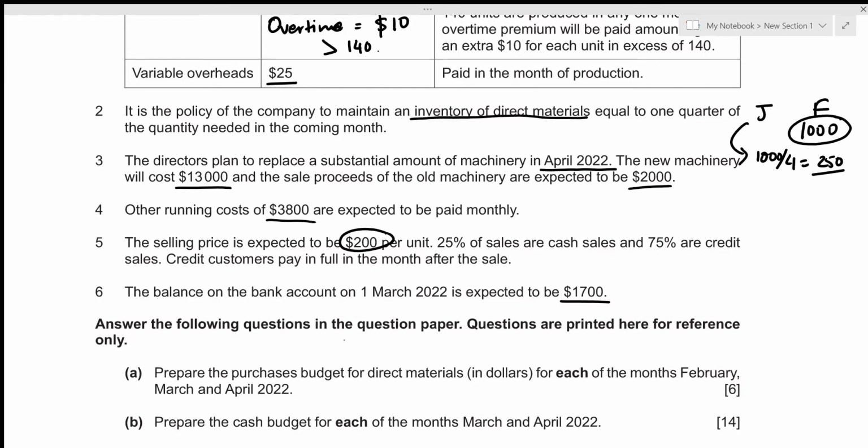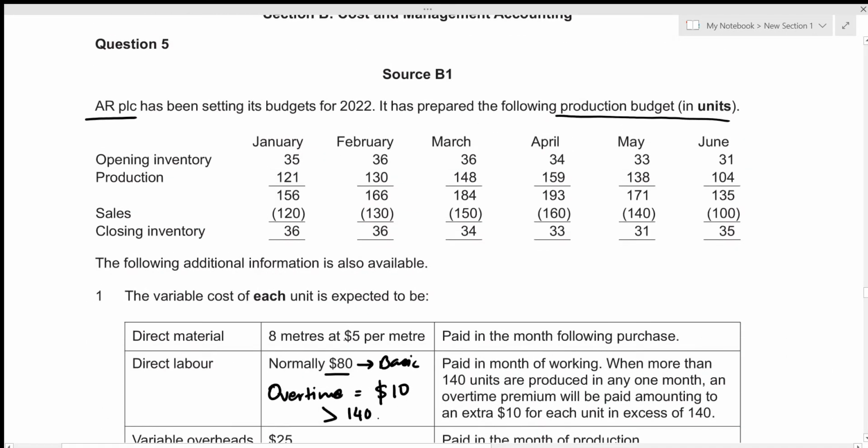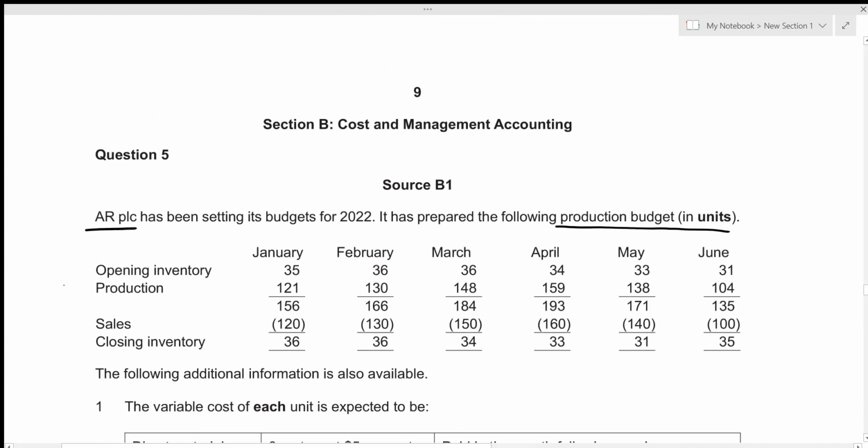So let's have a look at our above information. We can see right here, the production level is given. And we're only making our purchases budget for the months of February, March, and April. So we will be focusing on these three months while talking about production. So the production level for February is 130.